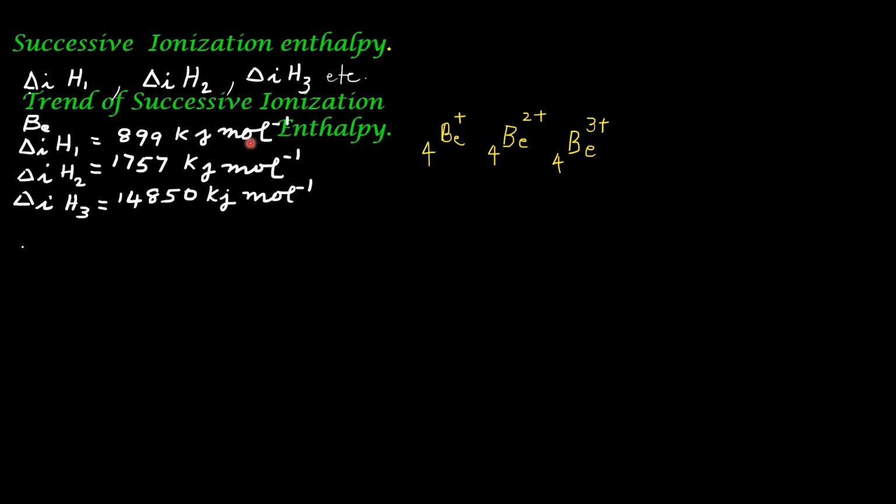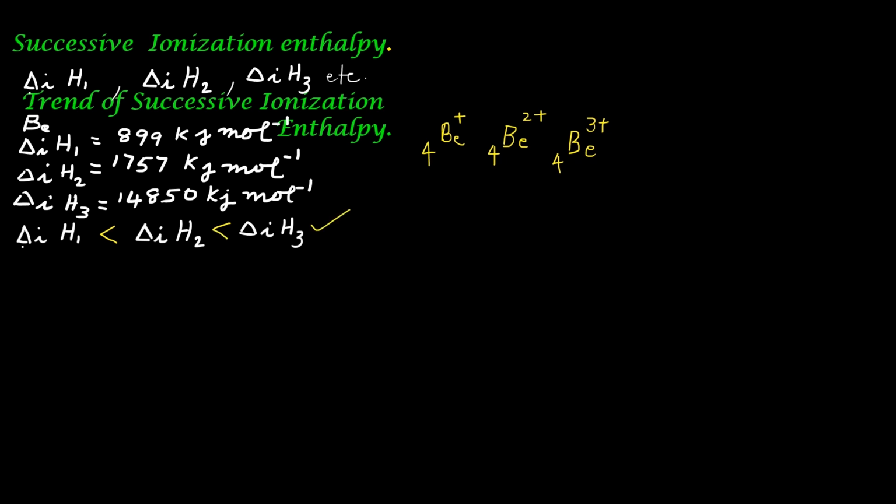So here we see the successive ionization enthalpy goes on increasing. The charge on the ion also goes on increasing because the number of electrons goes on decreasing, keeping the nuclear charge the same. What is the trend of successive ionization enthalpy? First ionization enthalpy less than second ionization enthalpy less than third ionization enthalpy.